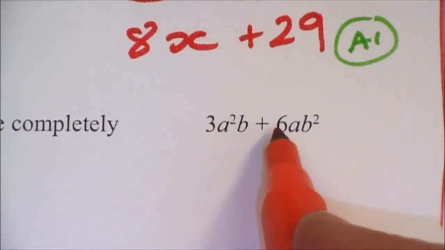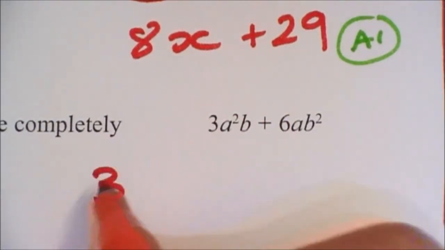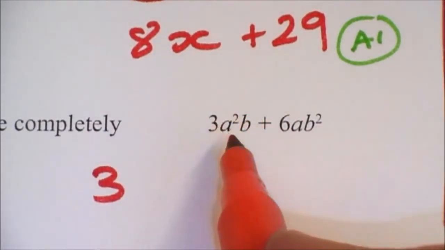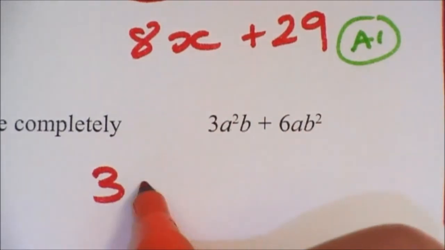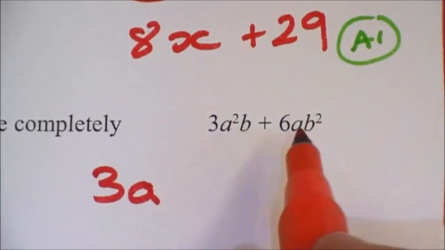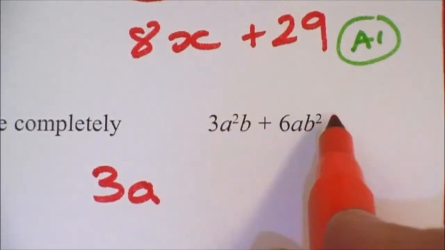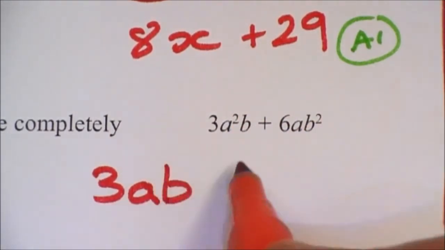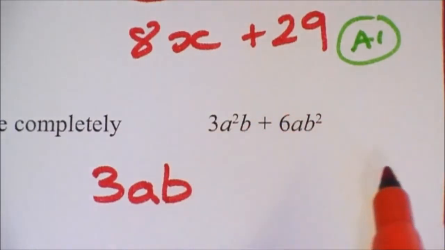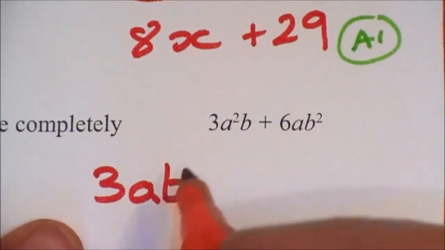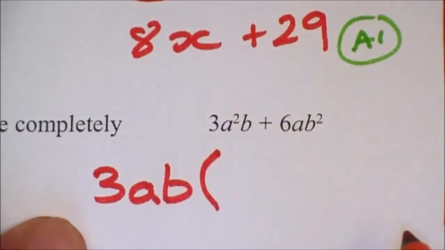What is the highest number that goes into 3 and 6? Well, that's 3. Then I've got an A squared there and an A there. So there's only one A that can go into both because only one A can go in there. And I've got a B there and a B squared there. But only one B can go into both because we're limited by that. So our outside highest common factor is 3AB.